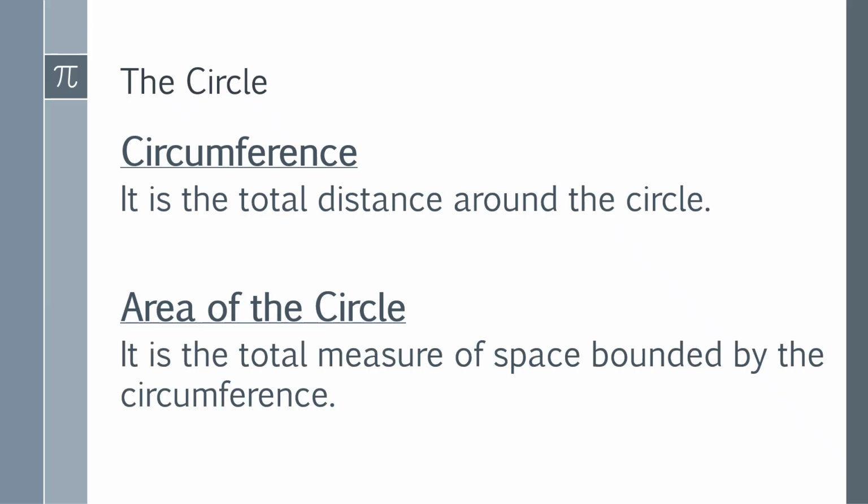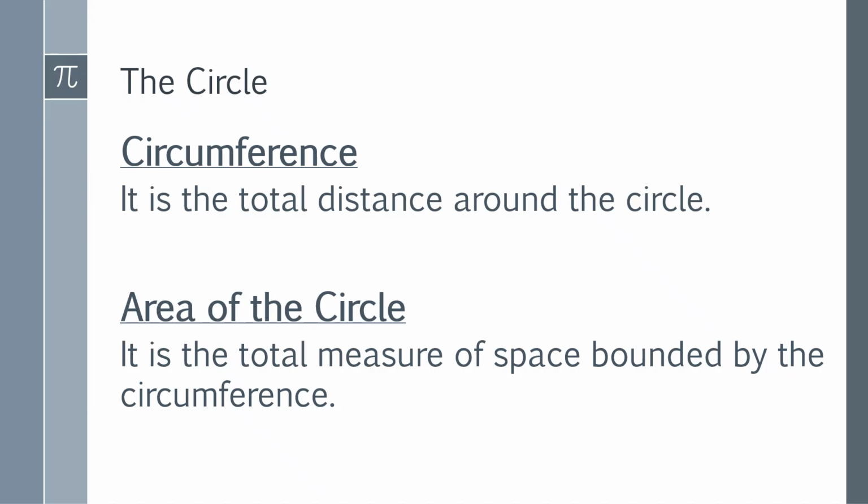When you say area of the circle, this is the total measure of space bounded by the circumference. Okay? Yung space, ibig sabihin yung the number per square unit sa loob ng circle, that is bounded by the circumference.